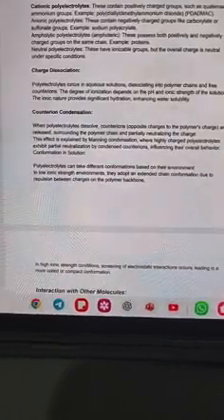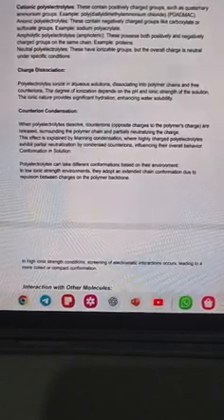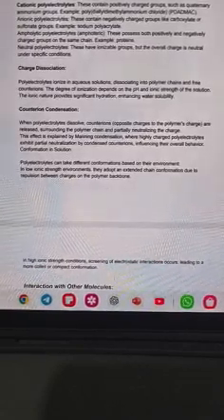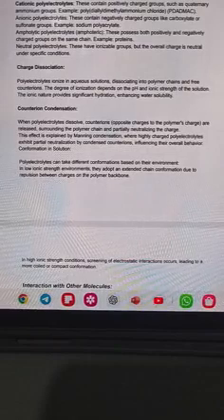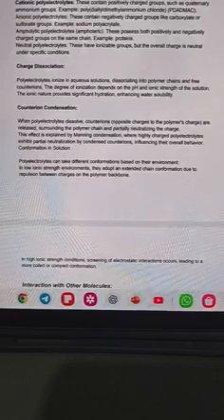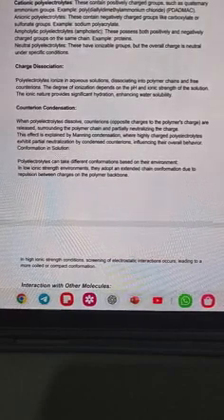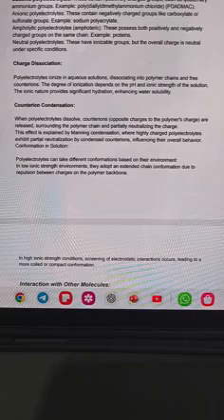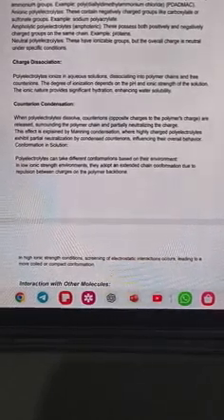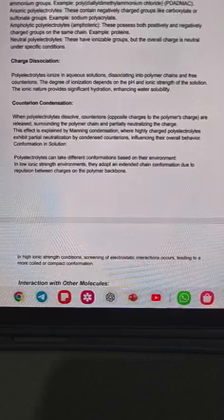Now let's talk about counterion condensation. When the polyelectrolyte dissociates, counterions, opposite in charge to the polymer chain, are released, surrounding the polymer chain and partially neutralizing the charge. The effect is explained by Manning condensation, where highly charged polyelectrolytes exhibit partial neutralization by counterion condensation, influencing their overall behavior. In solution, polyelectrolytes can take different conformations based on their environment.